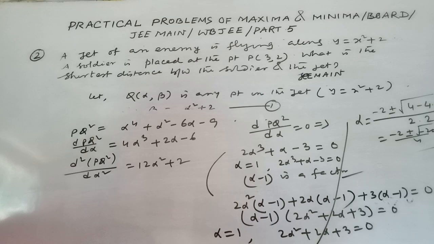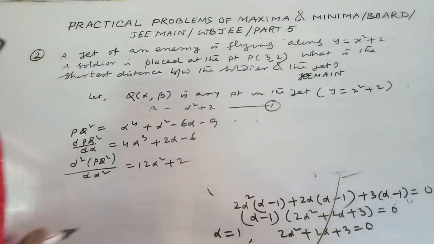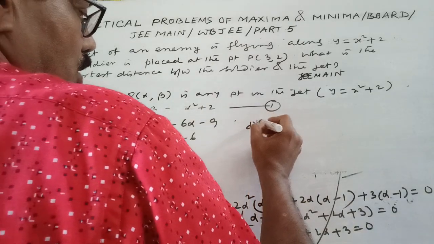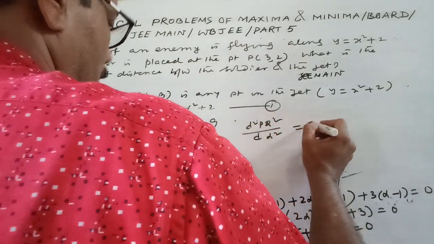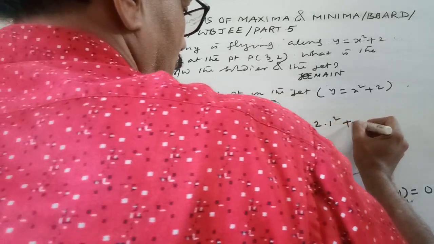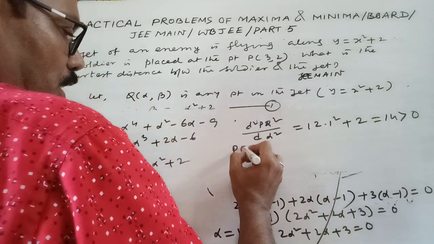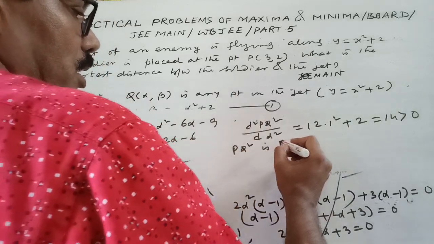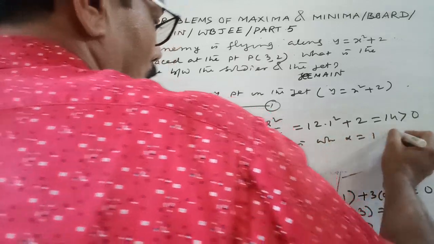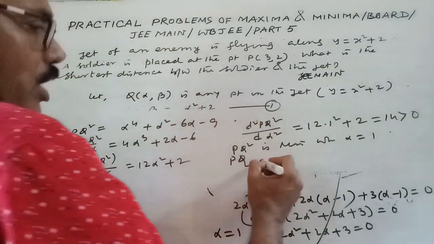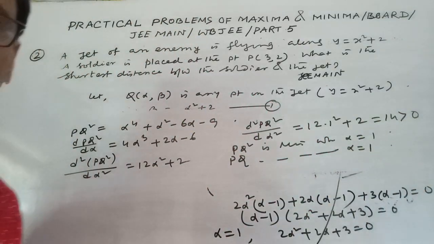So what is the real value? The real value is alpha = 1. Now d square t by d alpha square, double derivative, 12 into 1 square plus 2, 14, greater than 0. So PQ square is minimum when alpha = 1. Hence PQ is minimum when alpha equals to 1.